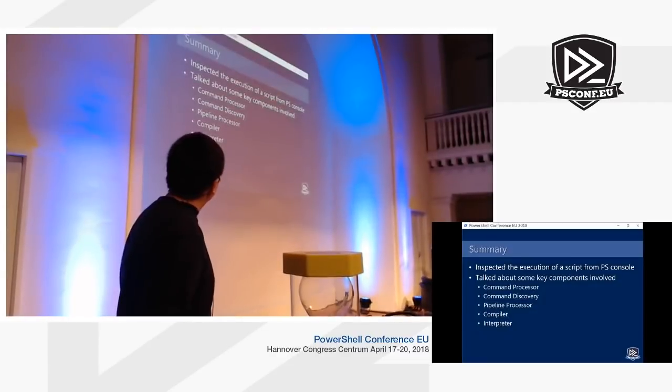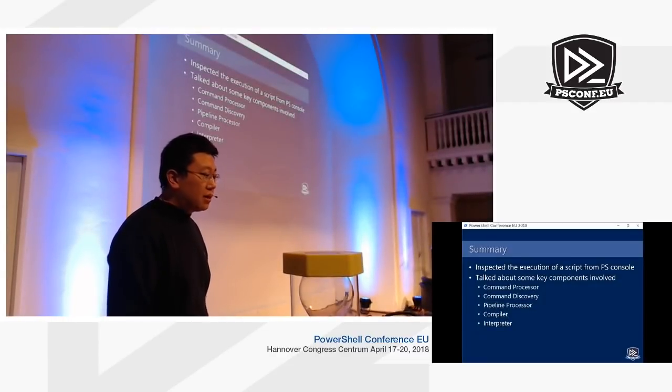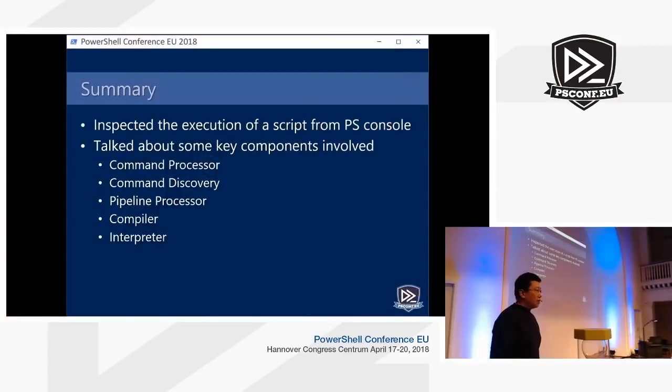And now, a summary. We inspected the execution process of a script from the PowerShell console. We walked through the process step by step. It's not everything. I didn't touch the providers, which it depends on. I didn't touch the formatting system, which the default output depends on to do the rendering. I didn't touch many other things, but these are the basic key components involved in the execution of the command or the script.